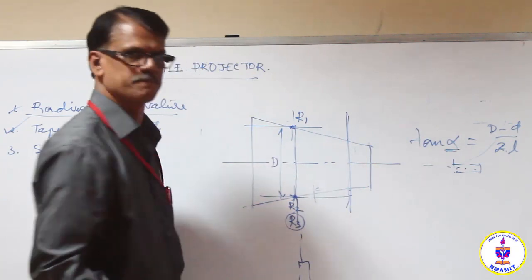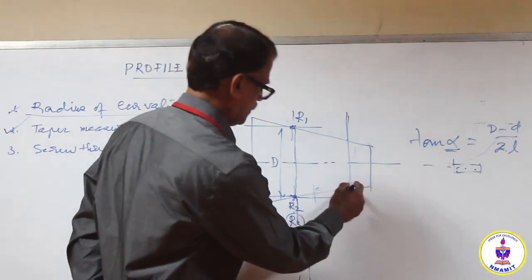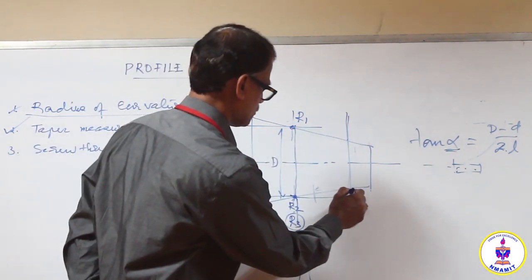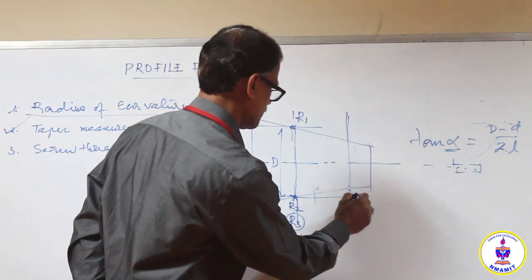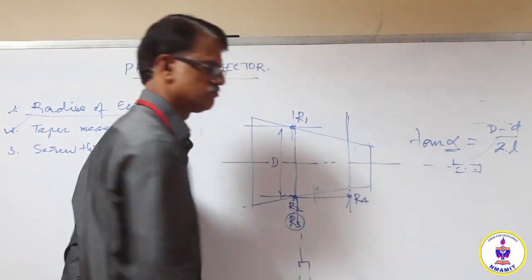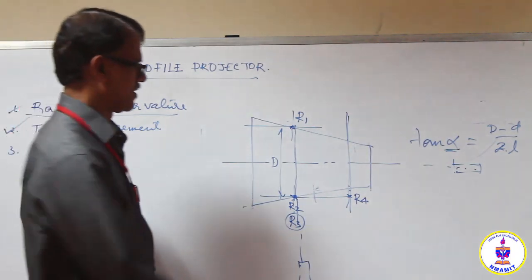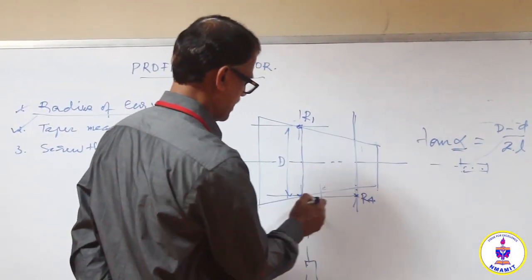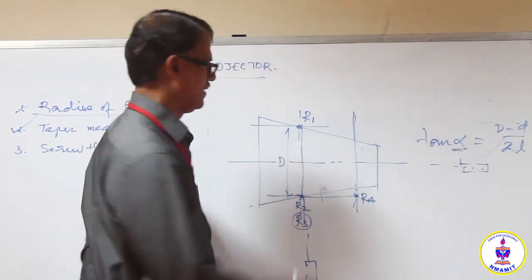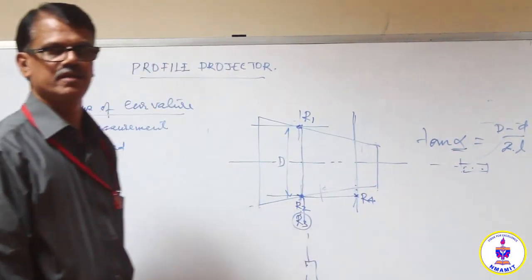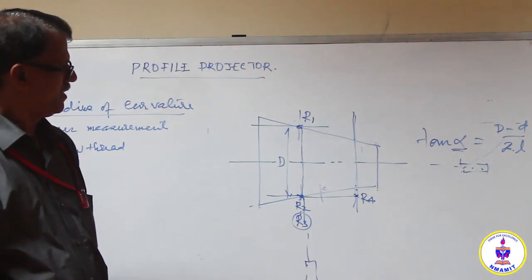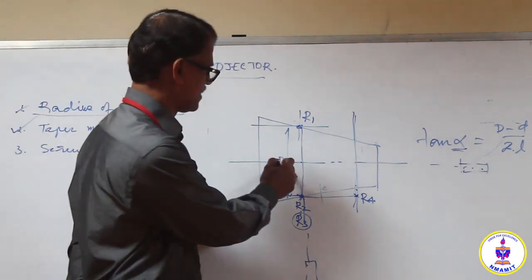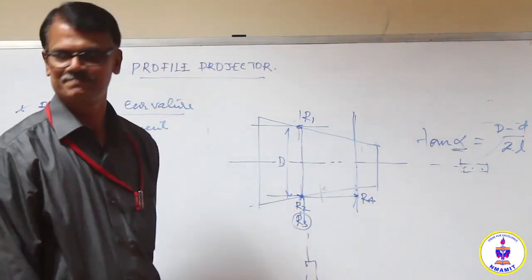This distance, and so it comes here. You can move it up or here itself. So this is R4. This reading is R4, and difference between R4 and R3 will give the length, or the distance between diameter D and larger diameter and the smaller diameter.